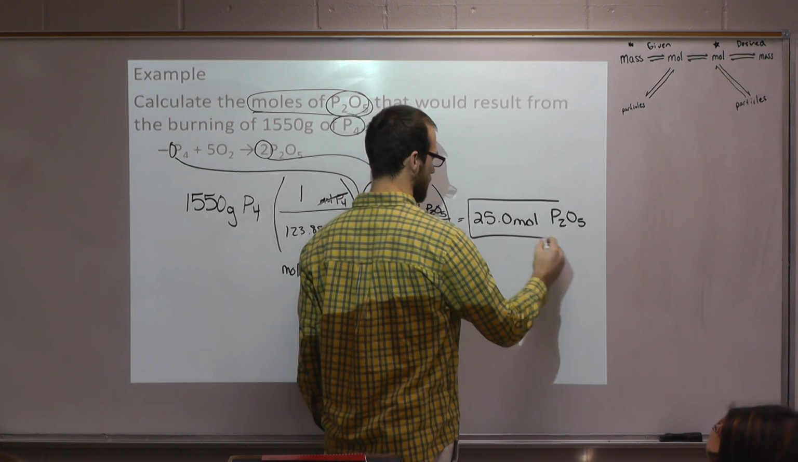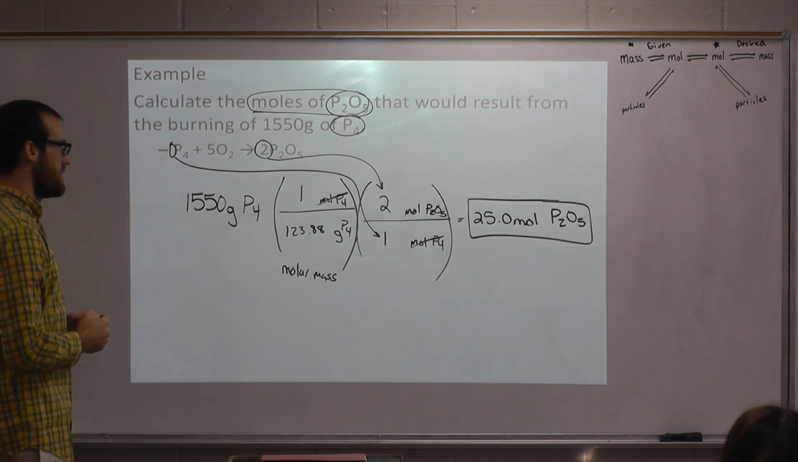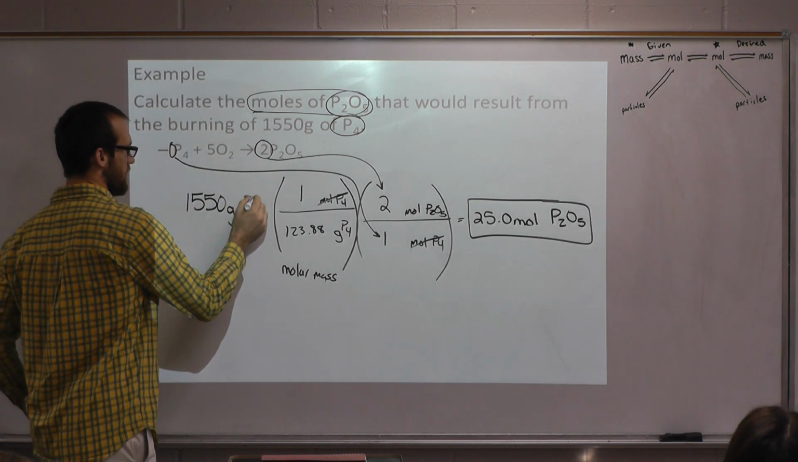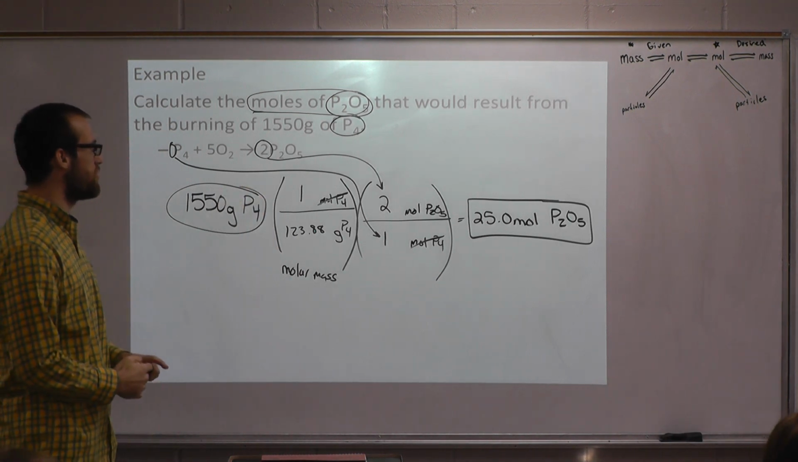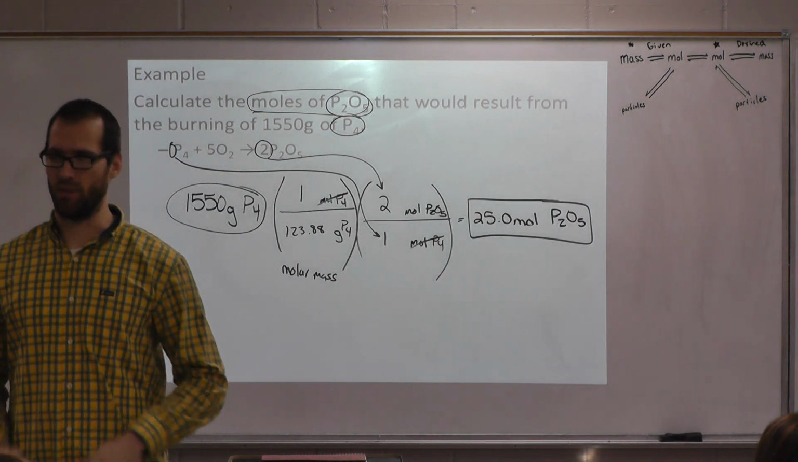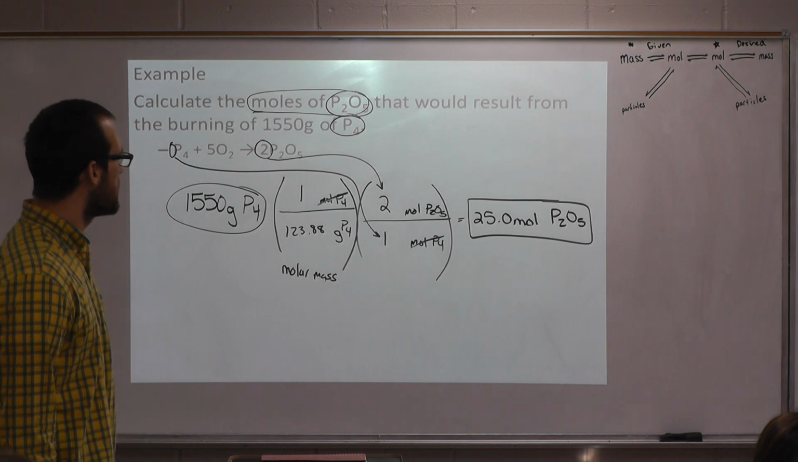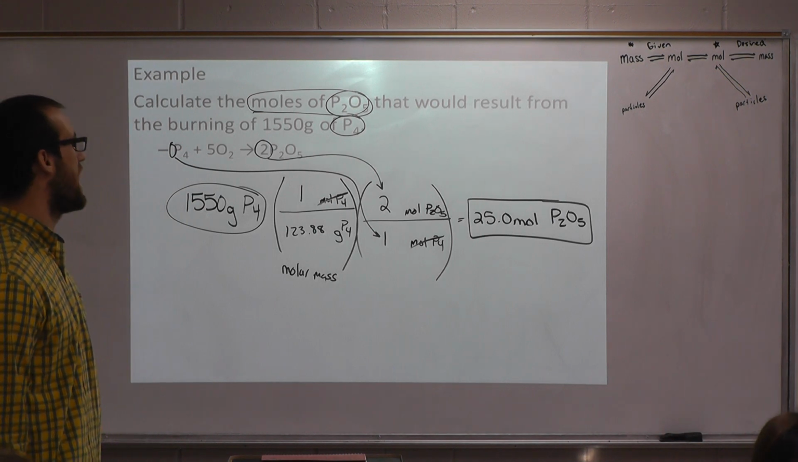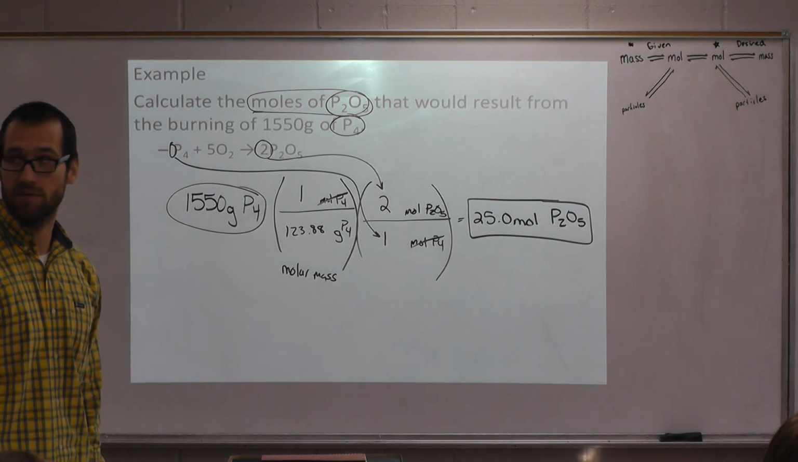So I was able to predict, if I react all of my 1,550 grams of P4, we can figure out that many moles of P2O5 will be produced. And what we're going to do on Tuesday is take the moles of P2O5 and convert it to mass. Three-step problems.